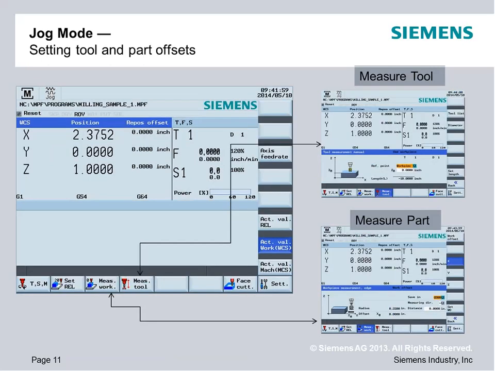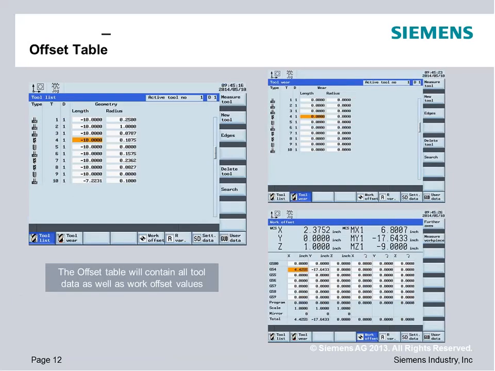So these are a few of the functions we're going to take a look at quickly: measure tool, measure part, and the TSM screen. As well, we're going to go into the offset table. We're going to actually build some tools as we start to methodize the programs and take a look at some of the offset areas.